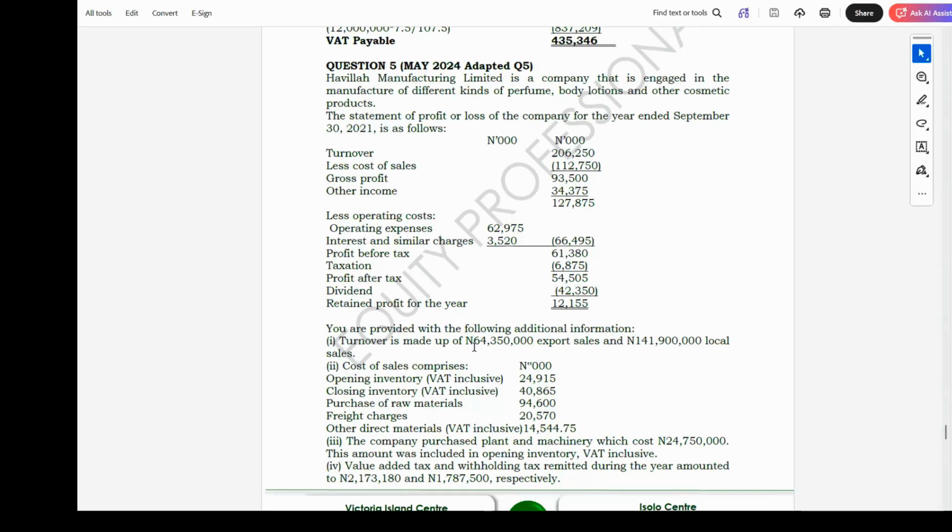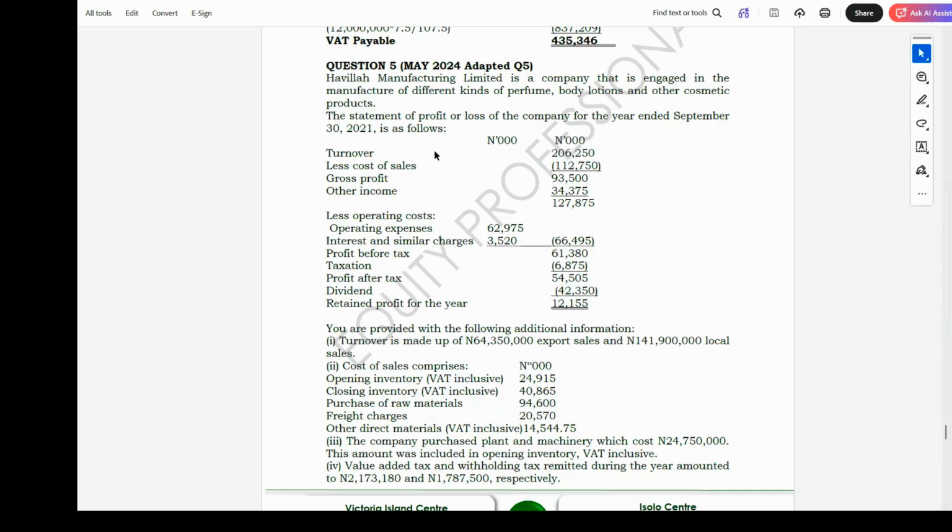So that means if you are exporting an item, that item is not going to be consumed in Nigeria. So that item will not be subject to value added tax because of the exportation process. So only the local sales will be applicable to value added tax.